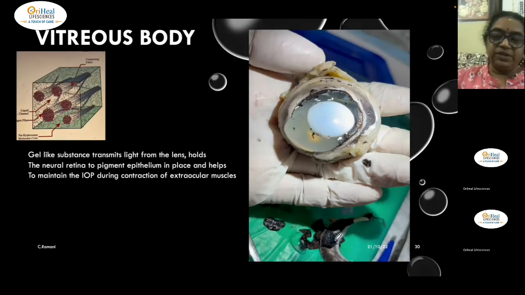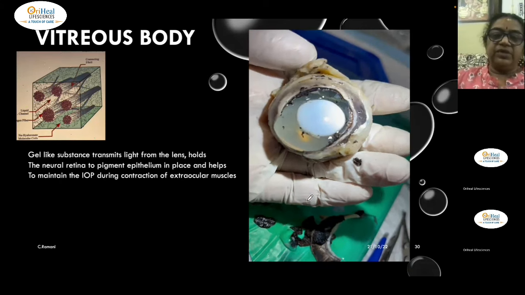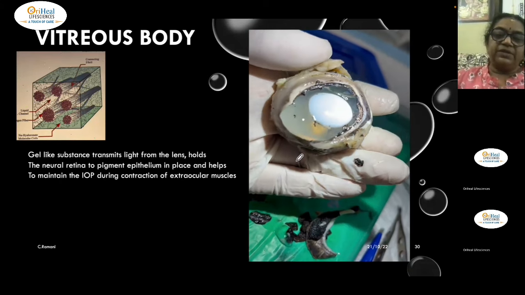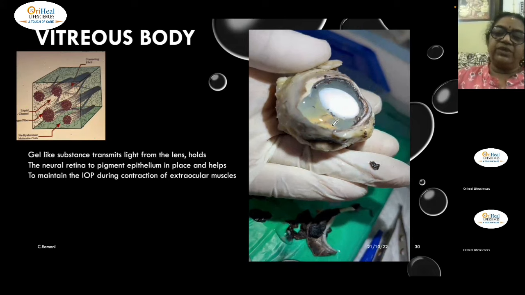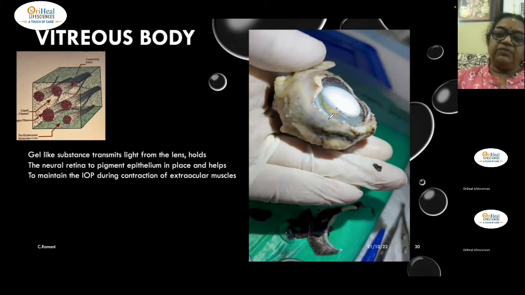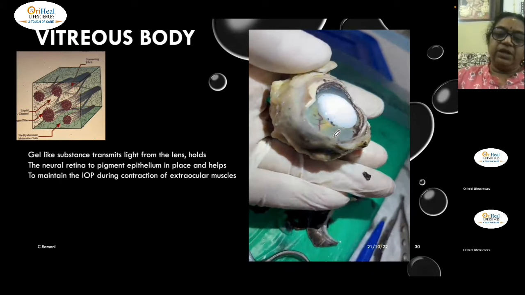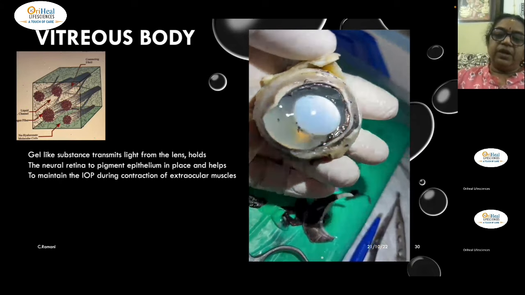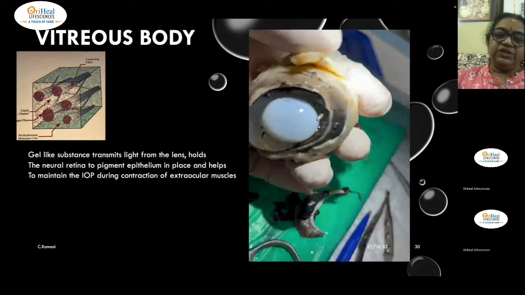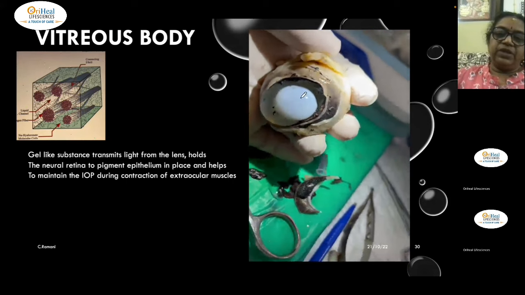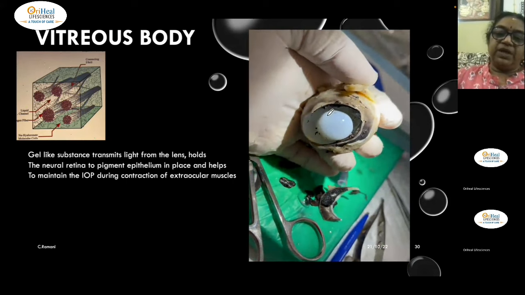Behind the lens is the vitreous. You can see here, the vitreous is actually a gel-like substance that gives a cushion effect. And in fact, this is the tertiary vitreous that you see in the embryological development. The lens is placed within the patellar fossa of the vitreous, and behind the lens you have the posterior lens capsule.